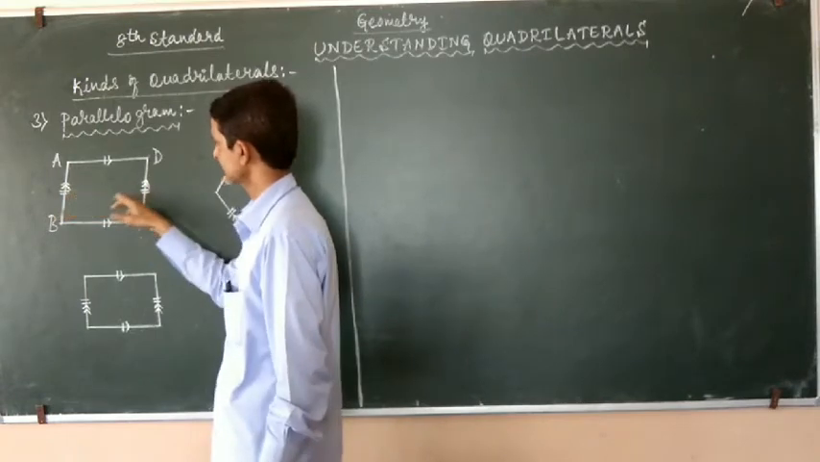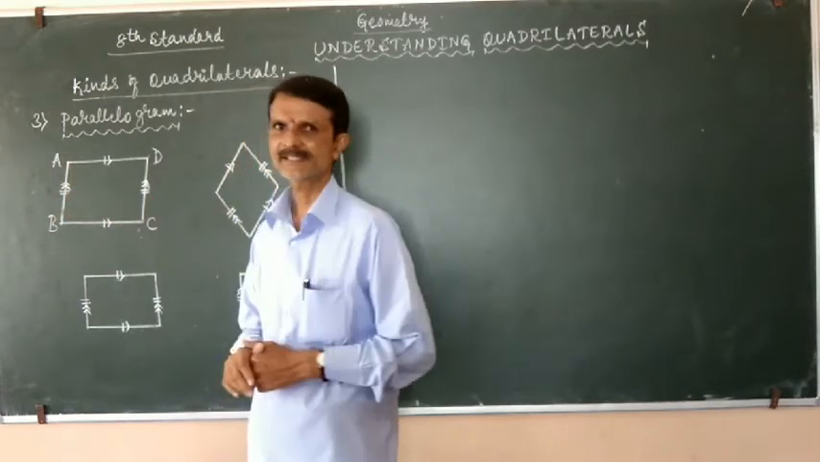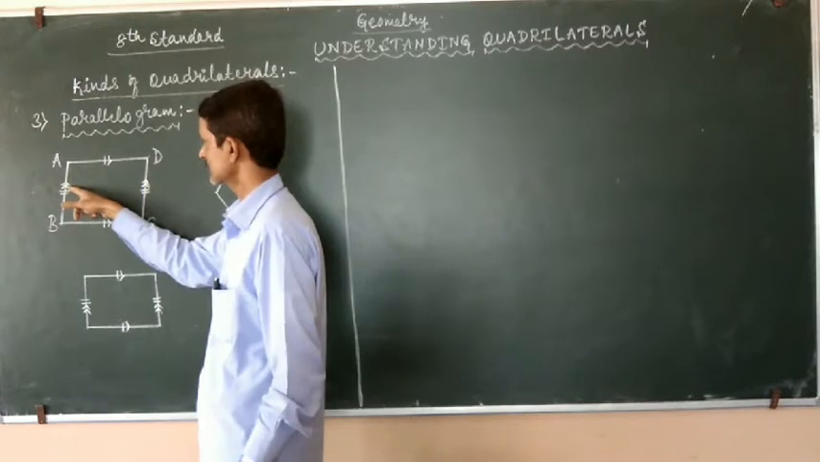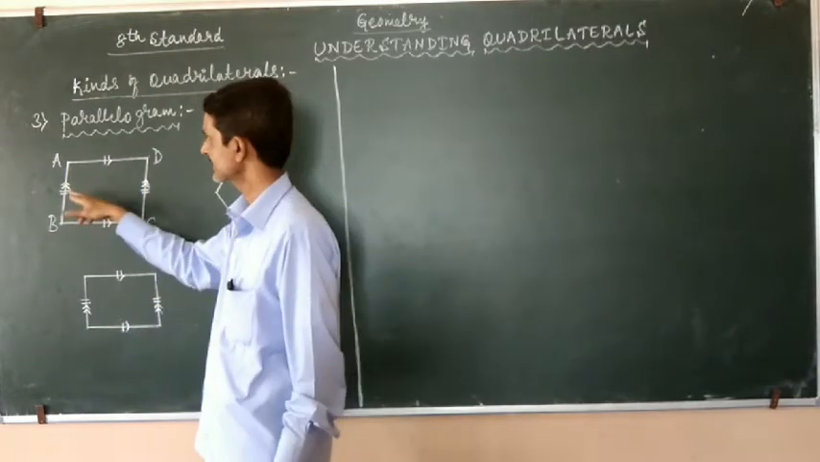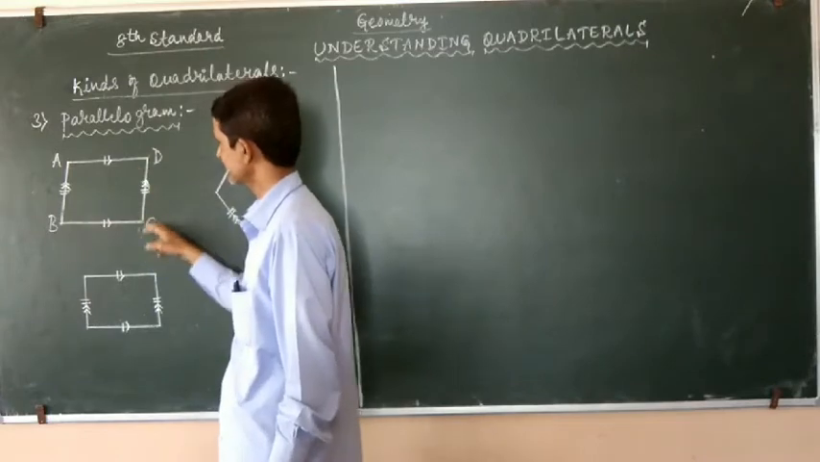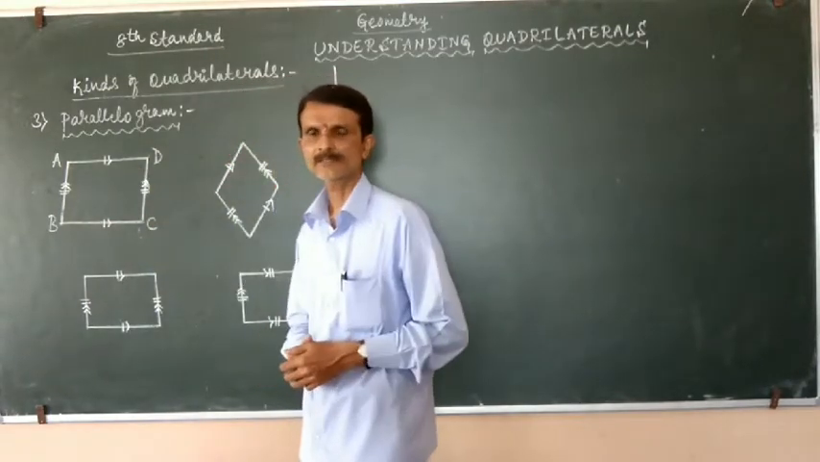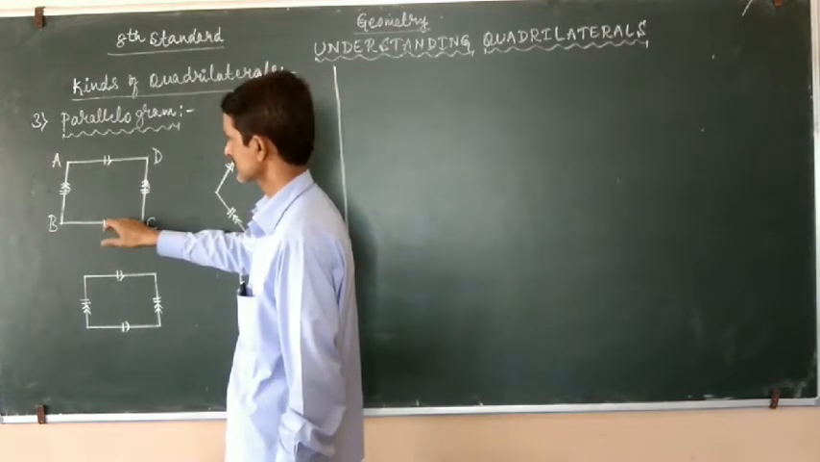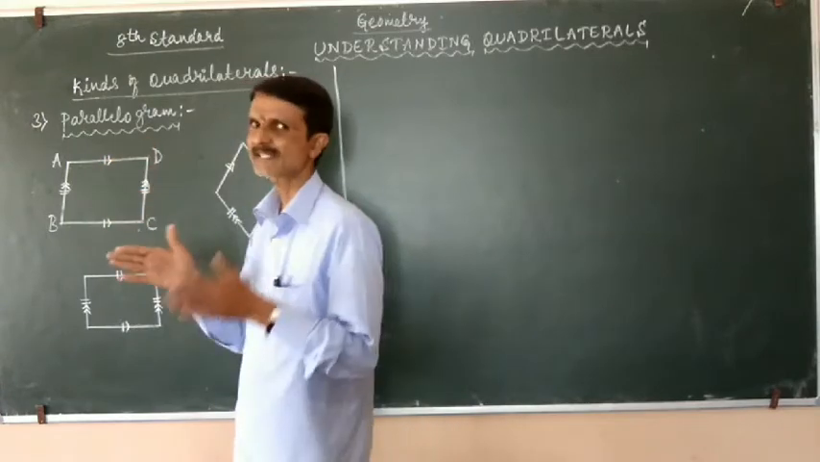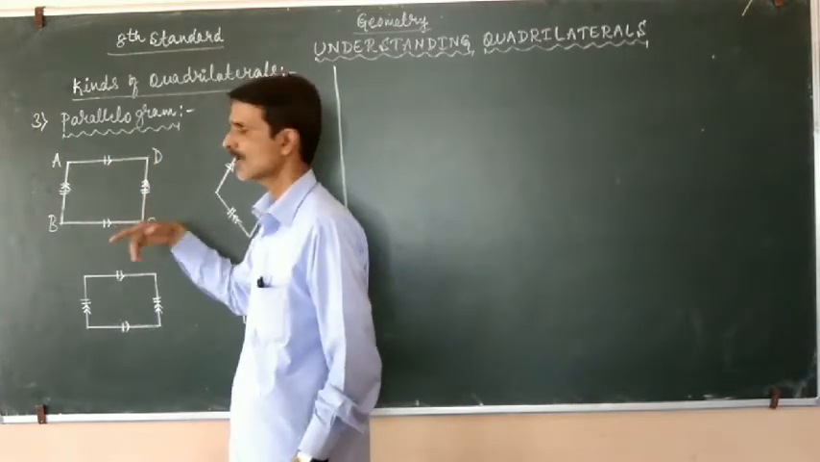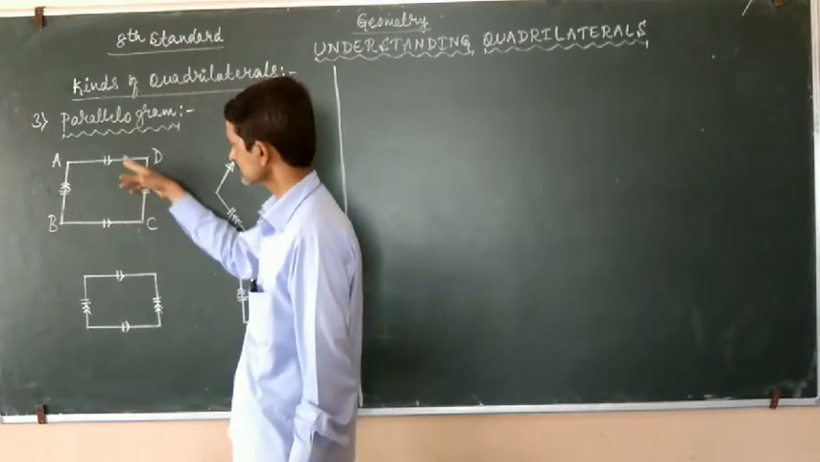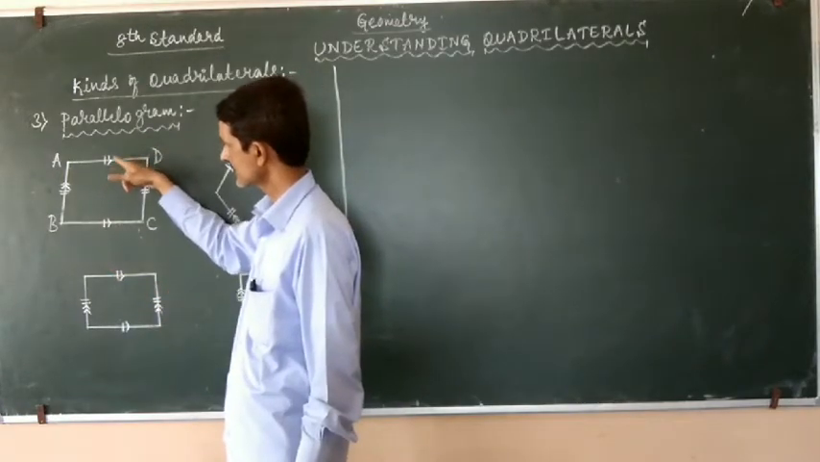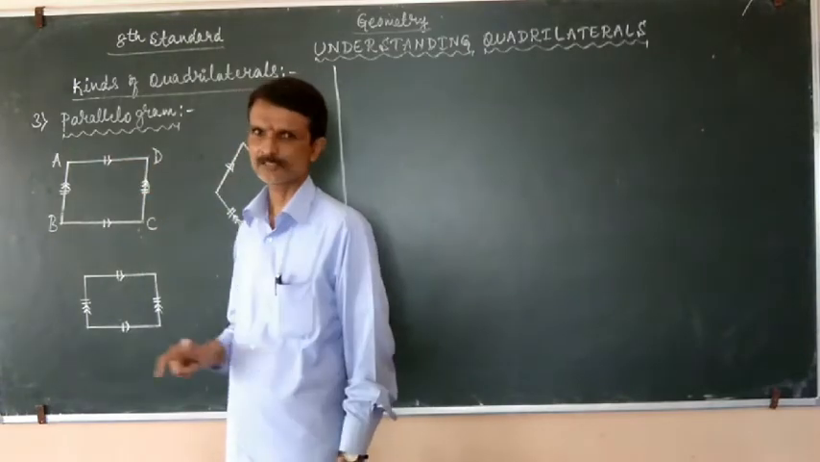So therefore, this side AB is equal to CD. And also if you observe the arrow marks here, two arrow marks are there. It indicates that these two lines AD and BC are parallel. They are parallel lines. AD is equal to BC. So here these two are the opposite sides. AD and BC are the opposite sides, and AD and BC are parallel. That means opposite sides are equal and also parallel.